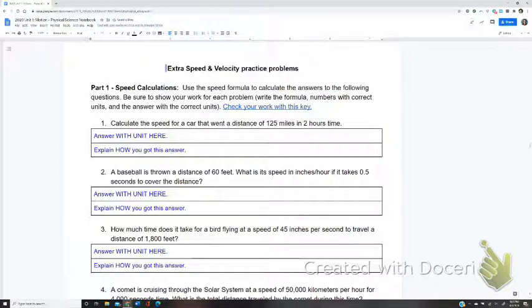And then you also have an extra speed and velocity practice problem sheet here. And so check your work. The key is updated right here, and go through that.